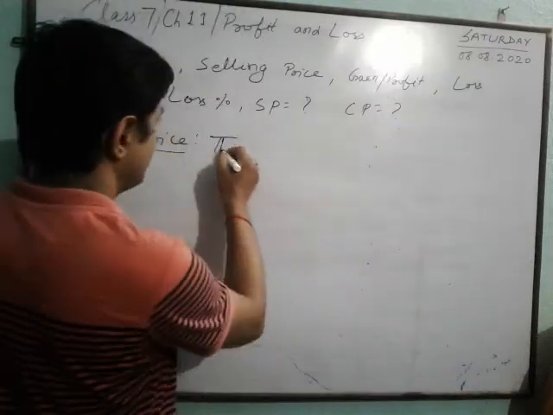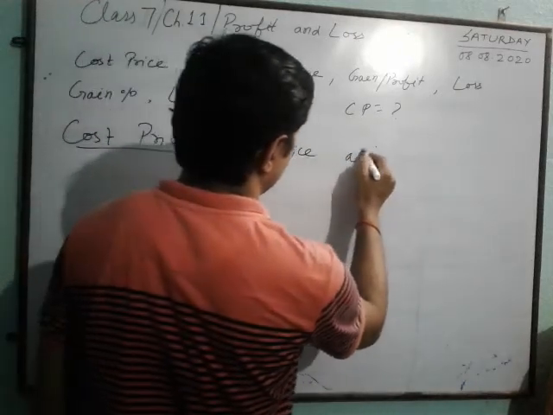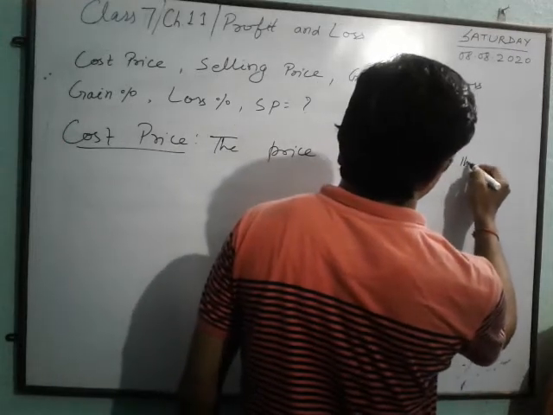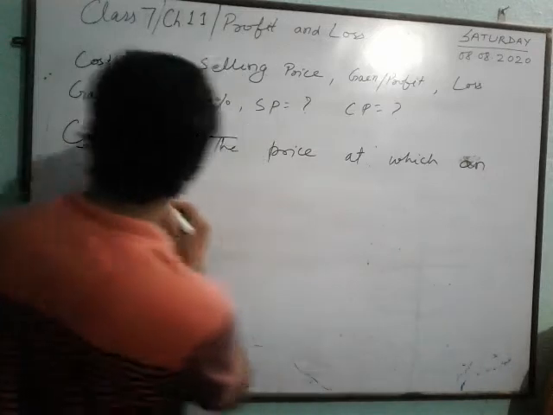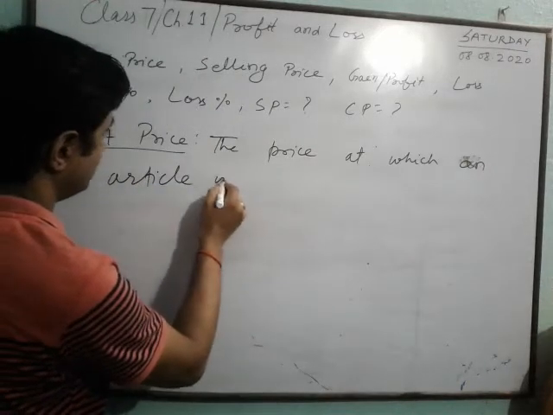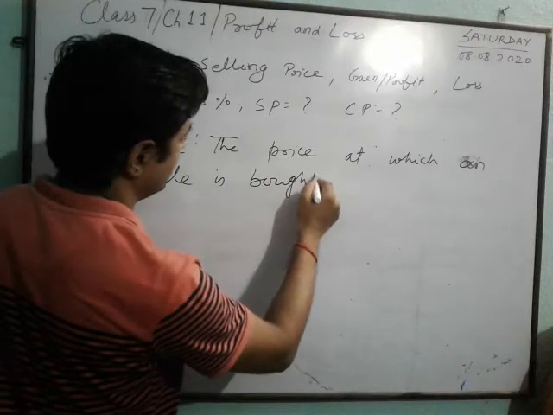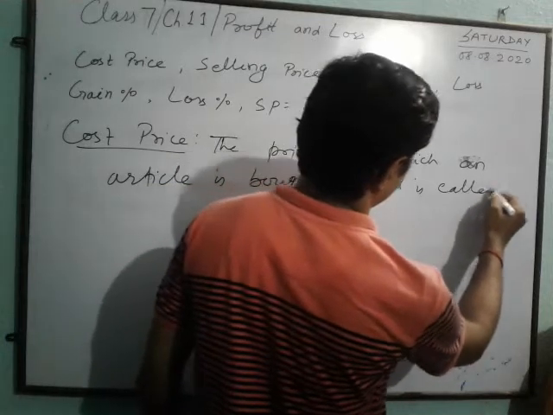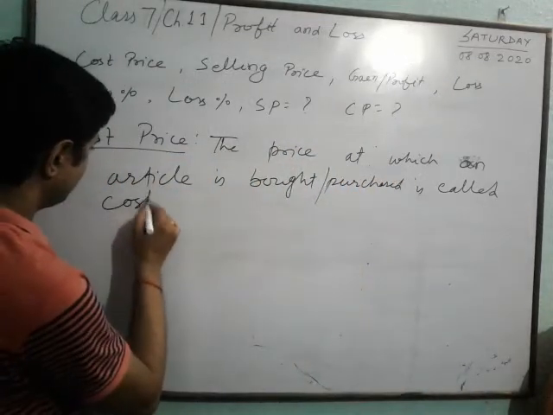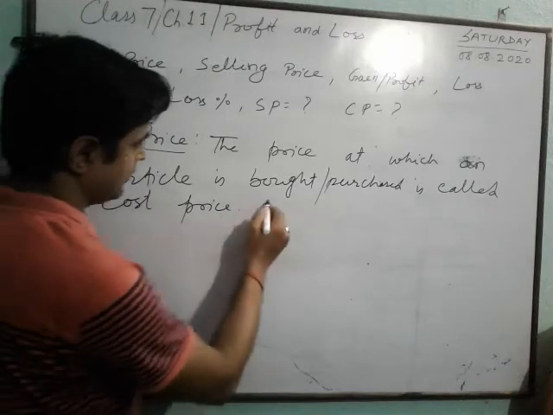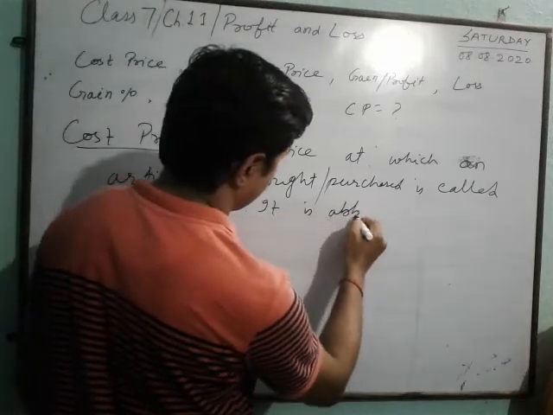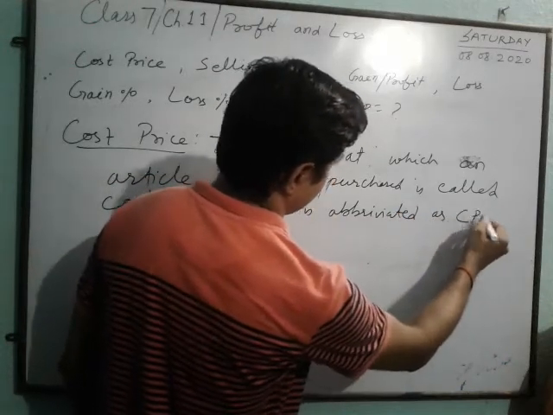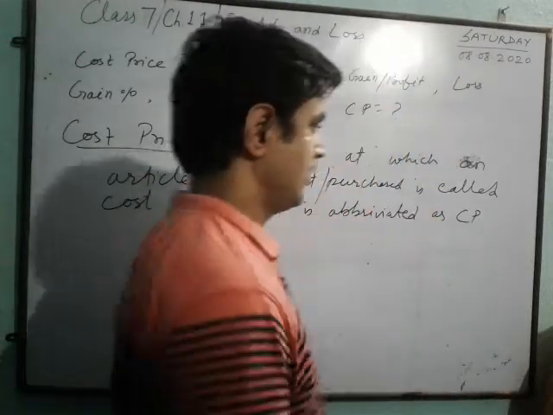The price at which an article is bought or purchased is called cost price. It is abbreviated as CP. We will use CP further.